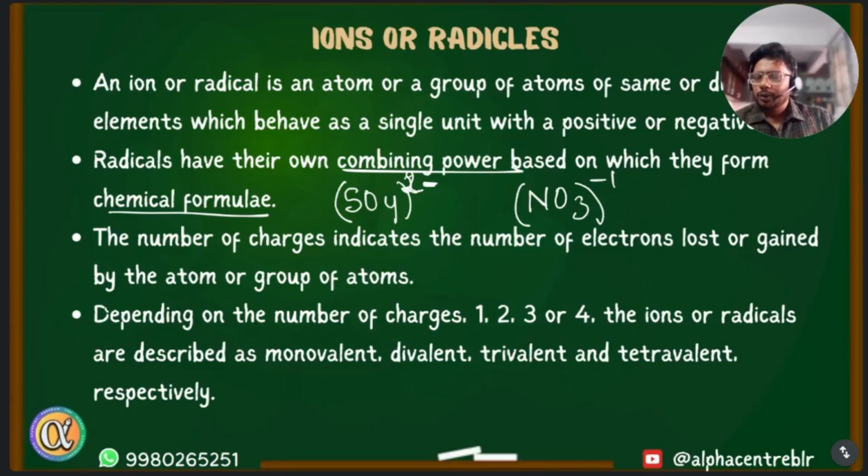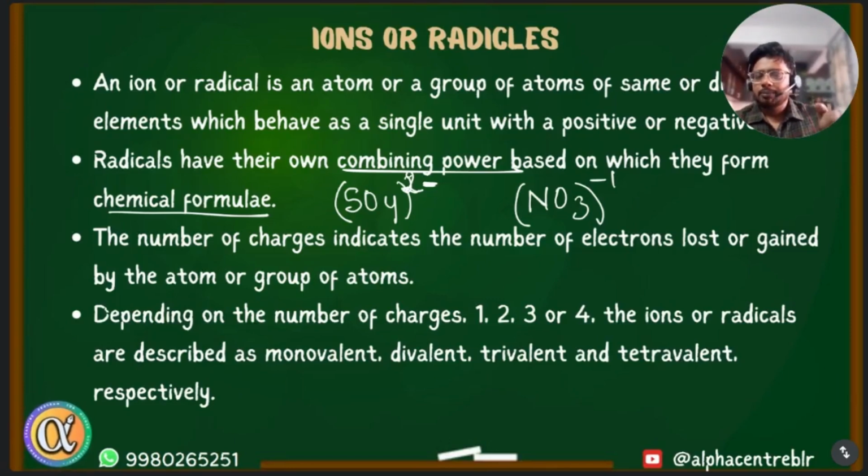Okay, this is something you had, such tables last year also, which we need to revise even now. We will have a look at that in the next page. So, number of charge indicates the number of electrons lost or gained by an atom or a group of atoms. Depending on the number of charge, the ions or radicals are described as monovalent, divalent, trivalent, and tetravalent.